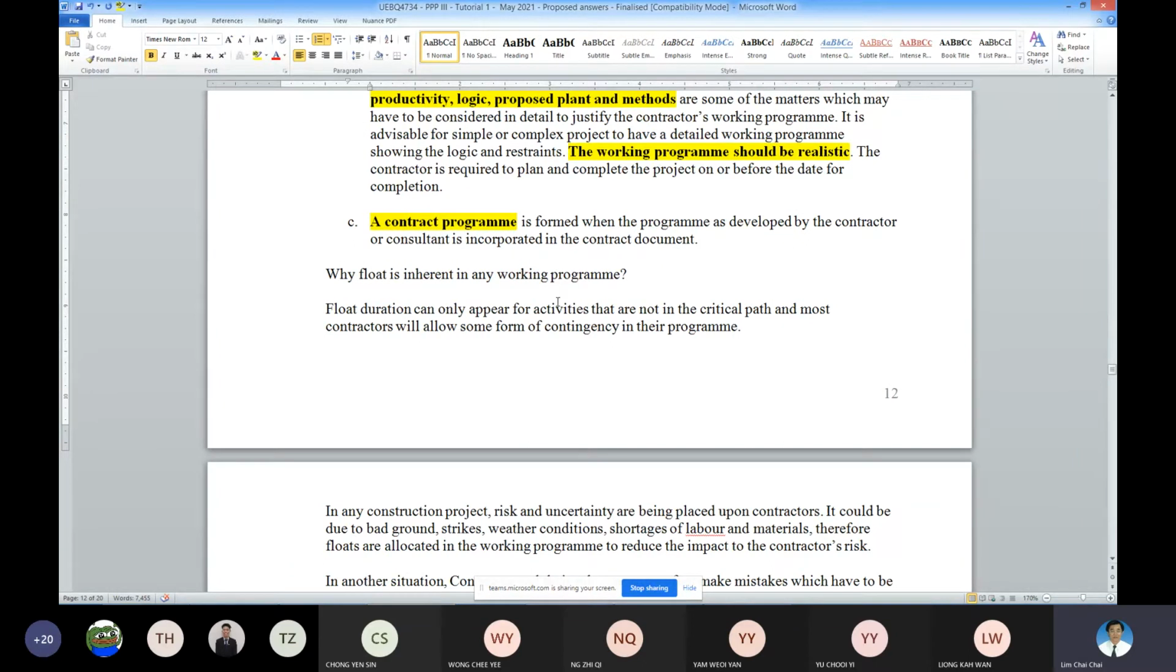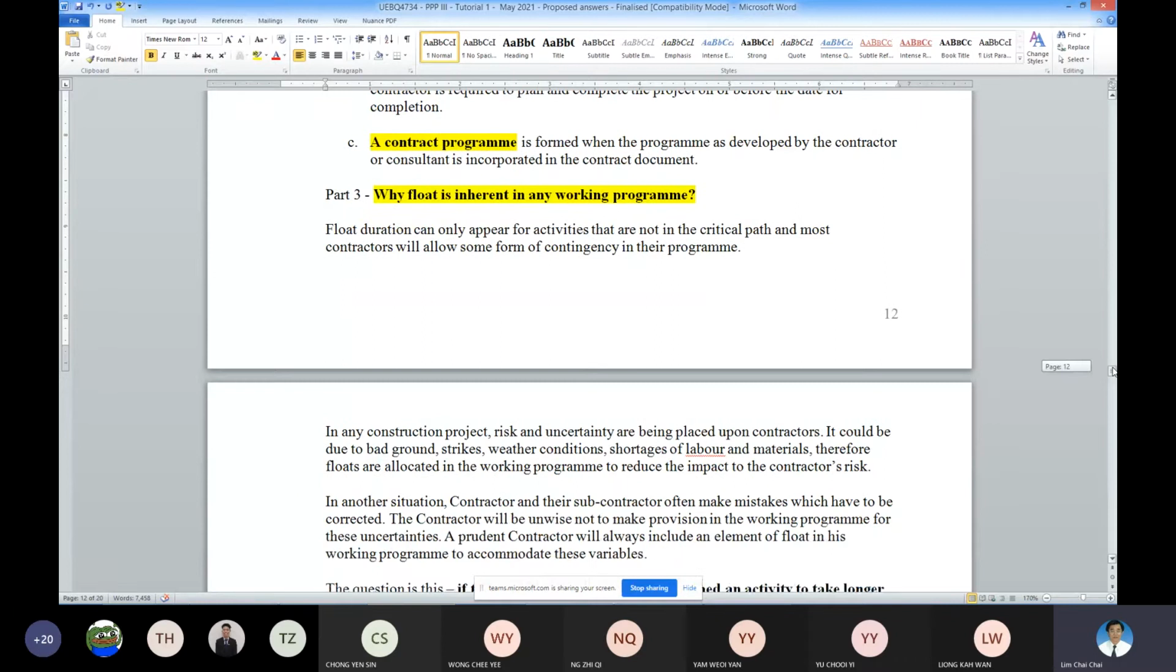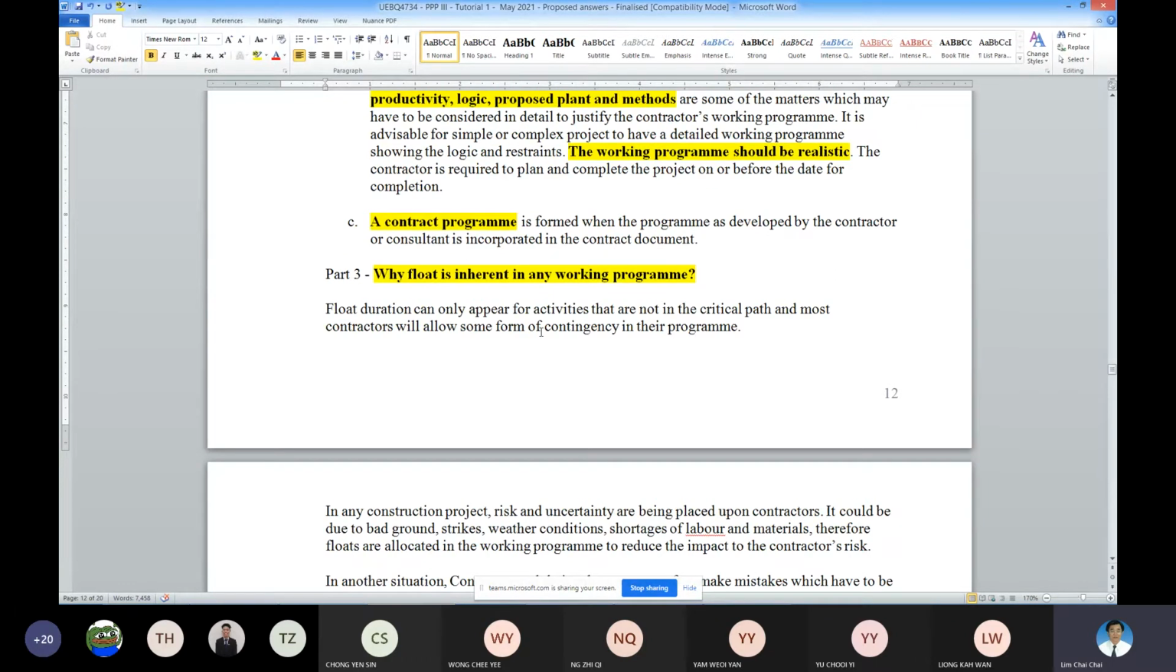And also now, this one will be part 3 on why float is required in the working program. So you can see a lot of parts. Sometimes minimum 3 parts: introduction, part 2, part 3. But in this case, higher level will have a lot of parts. Part 3, why you need float in the working program. Okay, so generally float is required in the working program as some form of contingency. Okay, it means as a cushion for something that goes wrong.